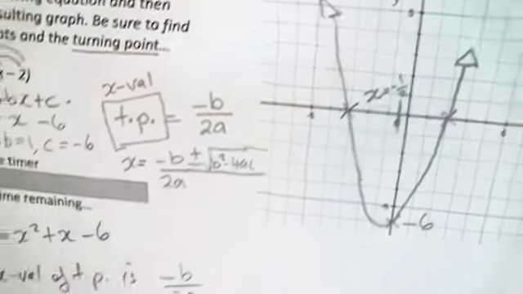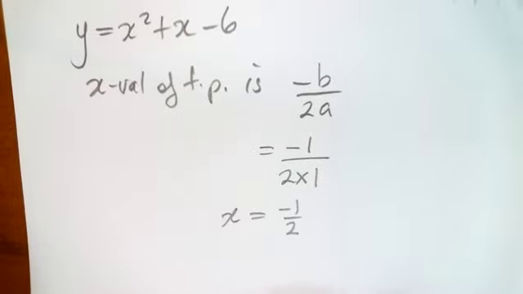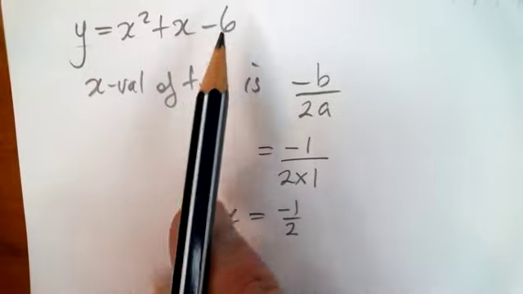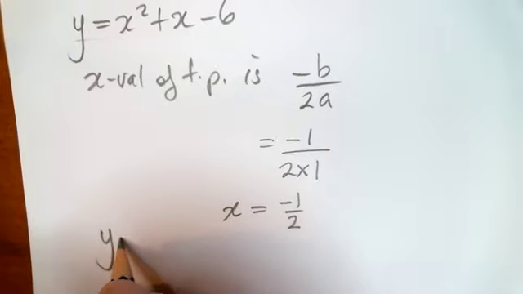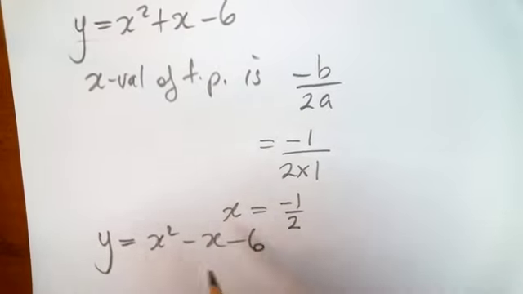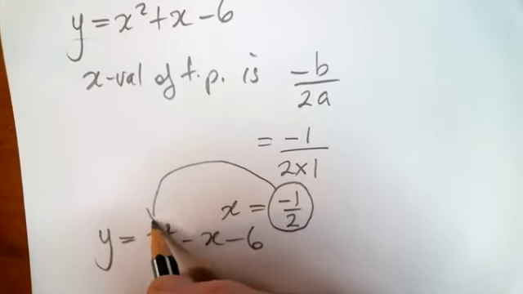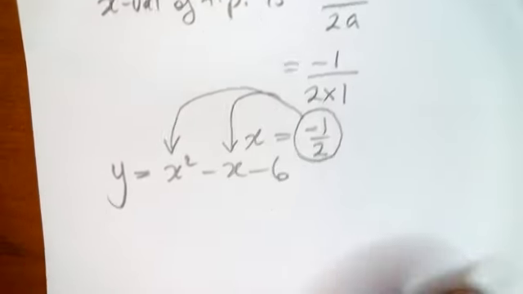Now that's the x value. So we found the x value of the turning point. Now we want to find the y value. What we do is we take the equation as it is, and we substitute the x value back into it. So here we go. We've got y is equal to x squared plus x minus 6. We know what x is. x is going to be negative 1/2. I'm going to substitute that in. Let's see how that plays out now.